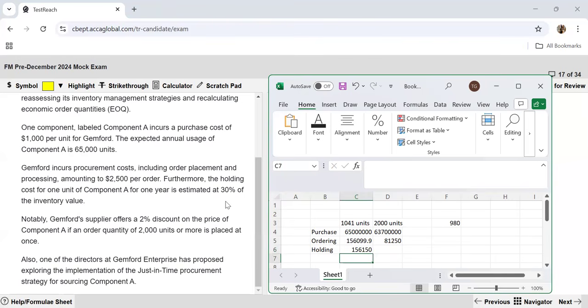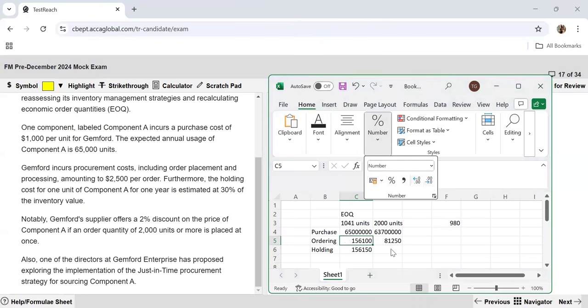Now observe one thing: if you are working out these costs at the EOQ level, ordering and holding costs should be the same. Here you're getting a very small difference, and that difference is because remember that we were getting the answer as 1040.85 something. So we have done some rounding off. That is why there's a slight difference, but we are getting more or less the same. That means we have worked out the answers correctly. So far we have completed all of the calculations for the EOQ.